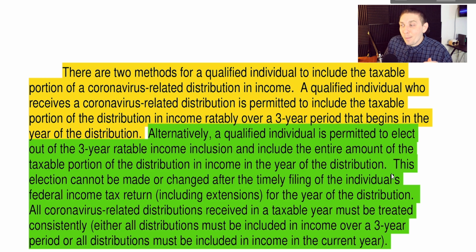Either all distributions must be included in income over a 3-year period, or all distributions must be included in income in the current year. And when they say current year, they mean for tax year 2020, which you're going to be filing that tax return soon. So you're going to choose one method. Either you do it over 3 years or you pay it all up front in 2020. Either way, you cannot go back on that decision. You have to follow that and be consistent with your presentation.